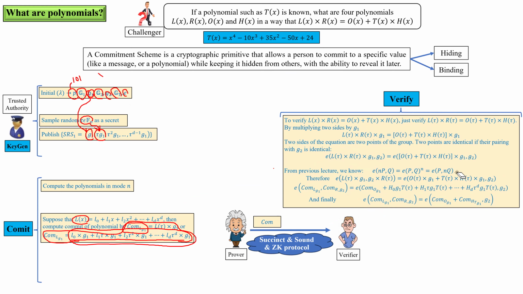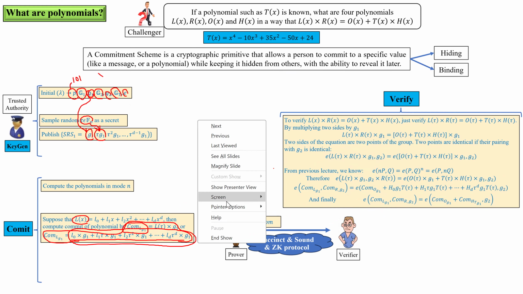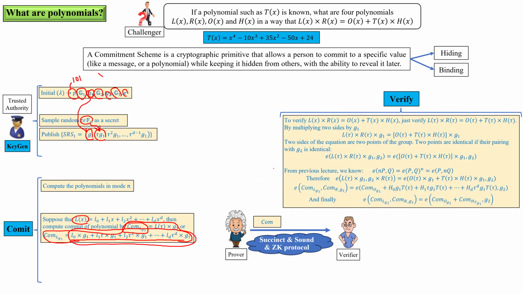In the first protocol that we have designed, we mentioned that the prover needs to send 4 polynomials to the verifier, and the verifier checks this equation to ensure that it's correct or not. In the second protocol, we mentioned that the prover sends the evaluation instead of the polynomials to the verifier, and the verifier checks this equation to ensure that the prover is correct.